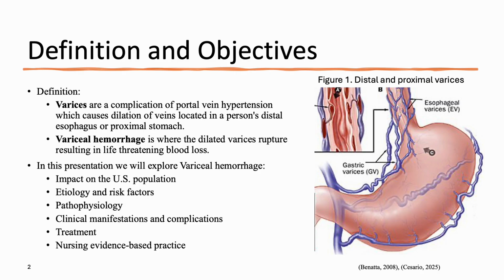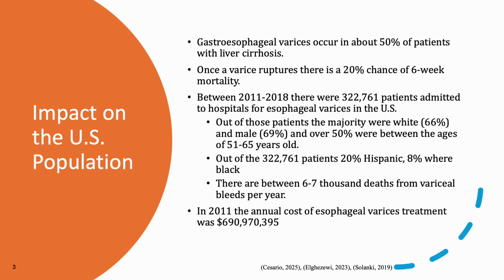In this presentation, we will be exploring variceal hemorrhage and the following objectives: its impact on the U.S. population, its etiology and risk factors, its pathophysiology, its clinical manifestations and complications, its treatment, and its nursing evidence-based practice related to it. And Figure 1 shows the locations of these veins and varices in the esophagus and in the stomach.